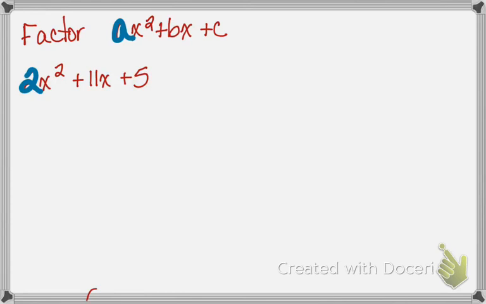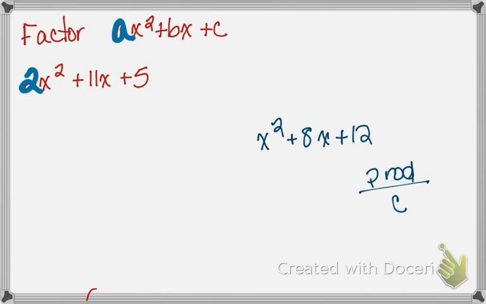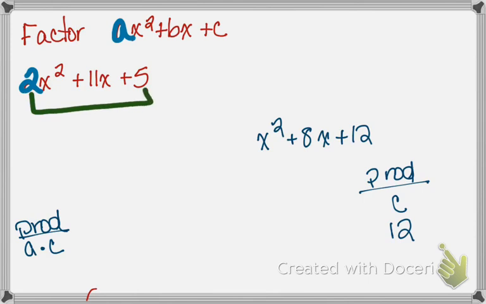Now, one of my problems was x squared plus 8x plus 12, and I said that my product was my C value, that's my 12. When we have a number in front of x squared, to find our product, we have to multiply A times C. So I'm going to take this 2, and I'm going to multiply it times that 5.